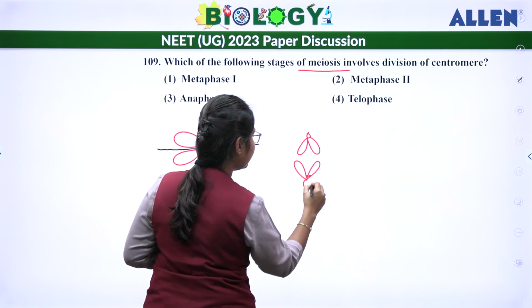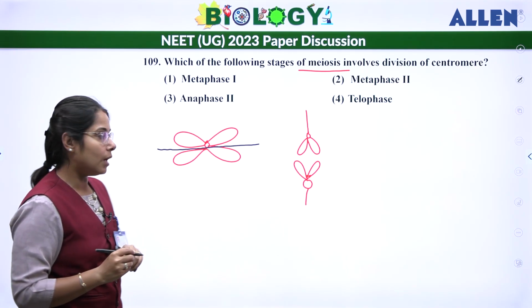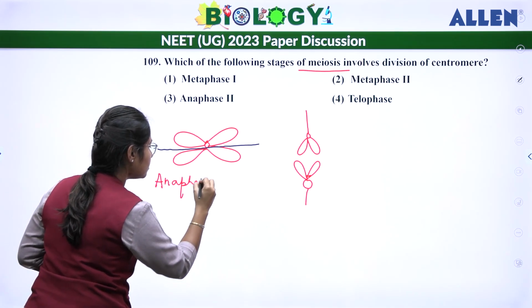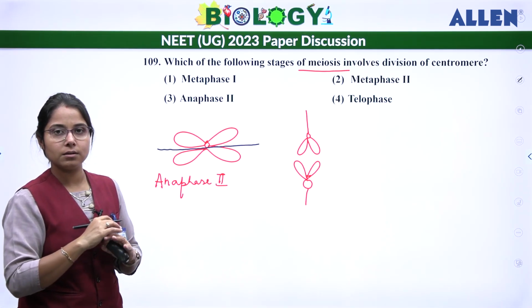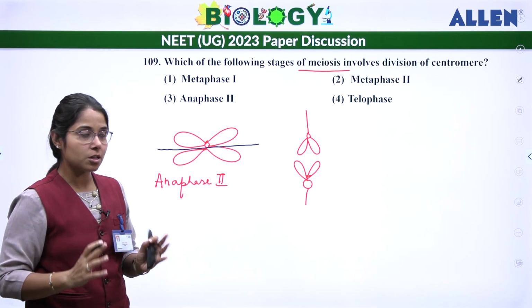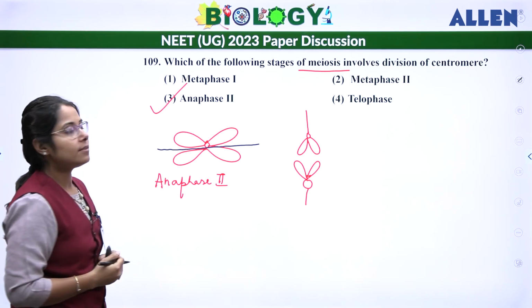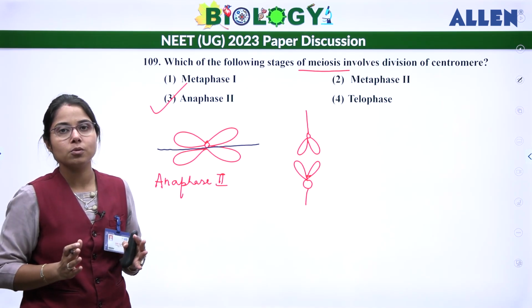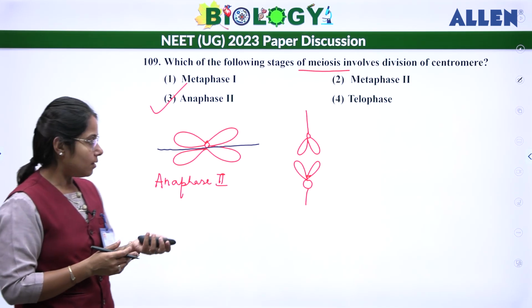Two chromosomes like this will be formed when the division of the centromere occurs. Now this will occur in case of anaphase 2. So in metaphase 1, the two chromatids of the chromosome do not get separated, the centromere will not split. In metaphase 2 also, there will be no splitting of the centromere. Anaphase 2 is where the splitting of the centromere will occur and a chromosome having two chromatids will split and two chromosomes will be formed. So doubling of the chromosome will occur during anaphase 2, right? Let's move to the next question.